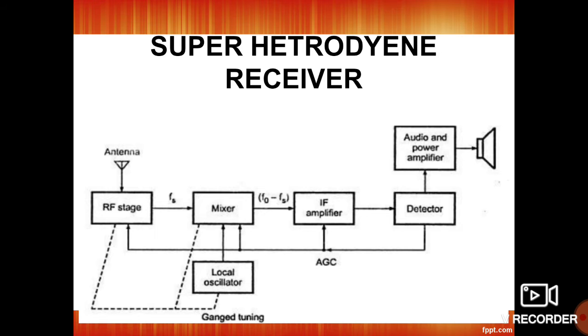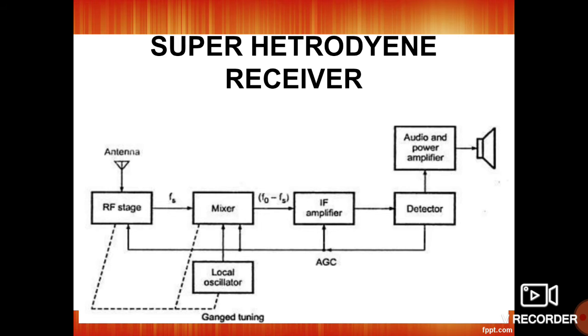The antenna receives all the frequency signals and gives them to the input of the RF amplifier. In this RF amplifier, the frequencies are filtered with two or three stages. So here the output Fs is selected. The output of the RF amplifier is given to the mixer stage. The local oscillator output is also given to the mixer.